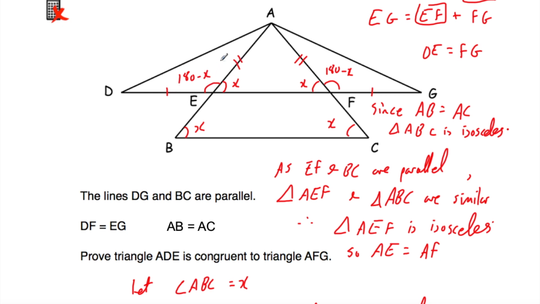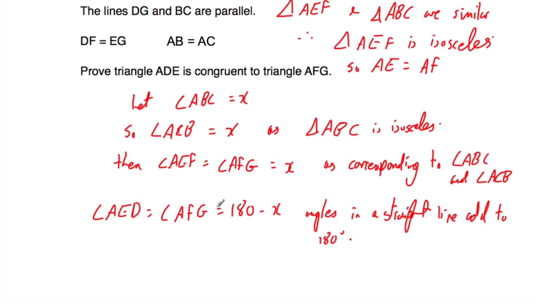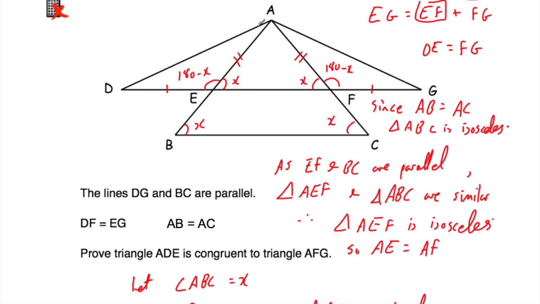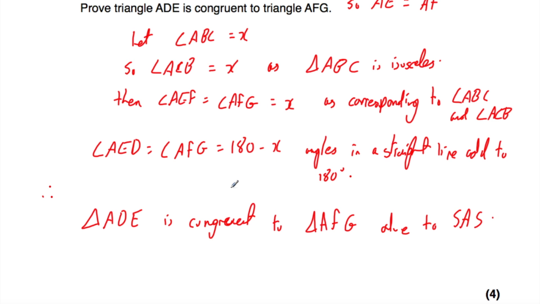But let's go back and write down why angle AED is equal to 180 minus x, and likewise angle AFG. Okay, so I've just written down that angle AED equals angle AFG equals 180 minus x, because the angles in a straight line add together to be 180 degrees. And then finally, let's write down that those two triangles, triangle ADE and AFG, are congruent due to side, angle, side. So let's write that. And that's it. I've just written down that triangle ADE is congruent to triangle AFG due to side, angle, side.